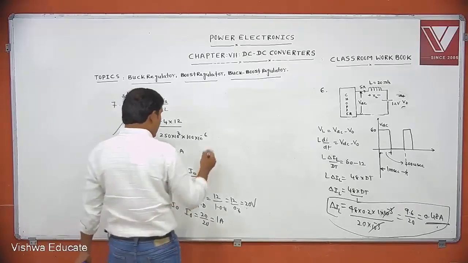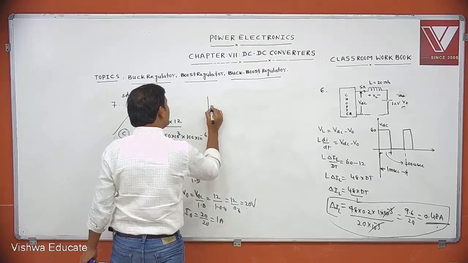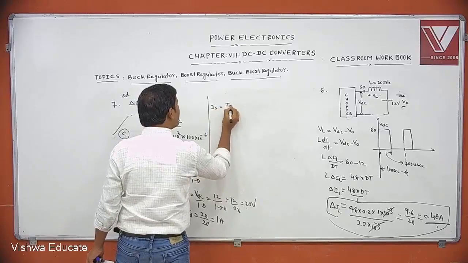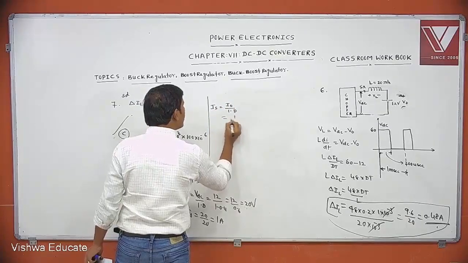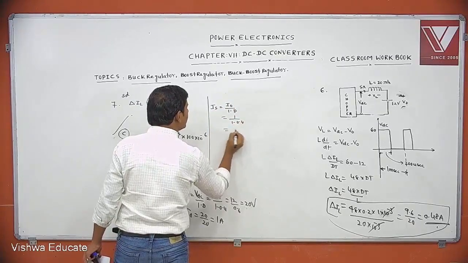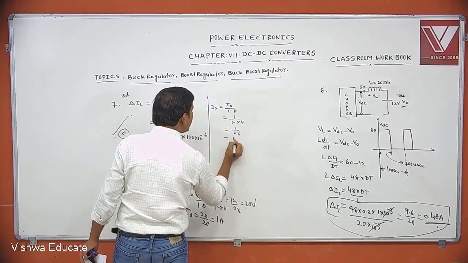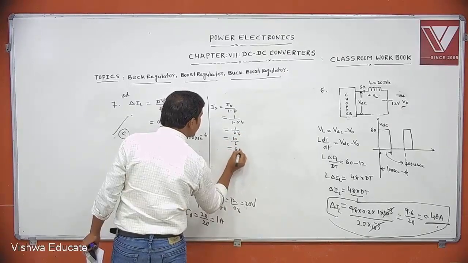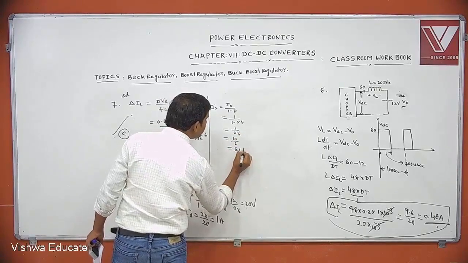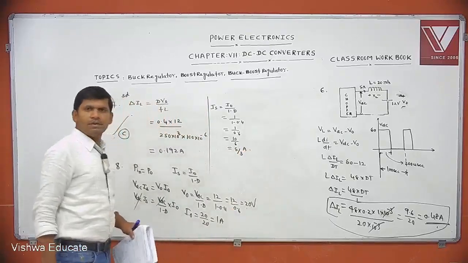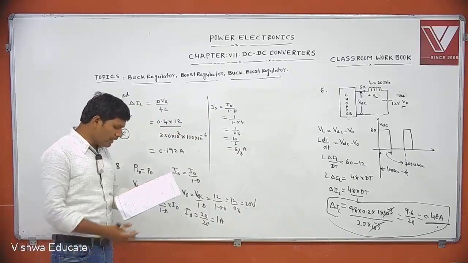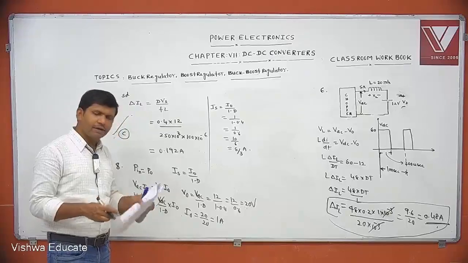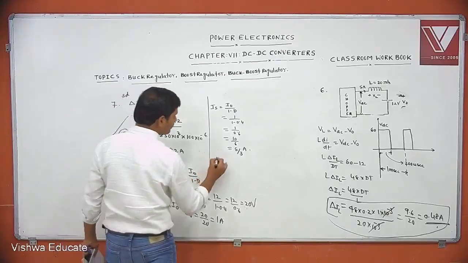Once you know I0 is 1 ampere, then what is IS equal to? I0 by 1 minus D. That is 1 by 1 minus 0.4. That is 1 by 0.6. 10 by 6. Then how much you get? This is 5 by 3 amperes. The average source current equal to 5 by 3 ampere. Then which option is correct? The option B is correct.